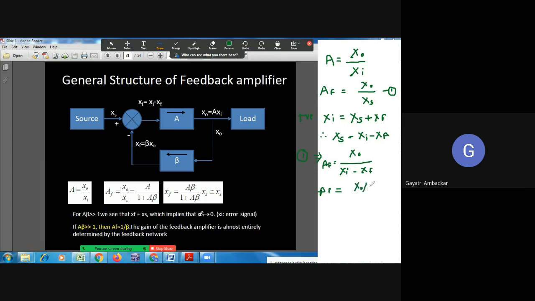So AF will become, let's divide every term by XI. So it will become XO upon XI divided by XI upon XI minus XF upon XI. Dividing each term by the same quantity will not affect it. So this numerator is XO by XI. What is XO by XI? It is A, the gain without feedback. XI by XI is 1, minus XF upon XI.